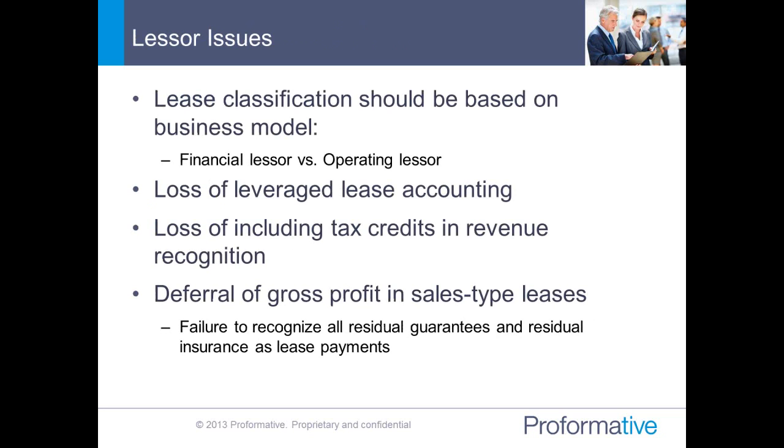Lessor issues: not such a terrible change, but I have an issue with classification. It should be based on business model. Finance lessors should have direct finance leases. Operating lessors should have operating leases. Loss of leverage lease accounting and loss of the ability to include tax credits and revenue recognition is going to be an issue, and it's going to really affect the cost of leases to lessees because both of those allowed lessors to improve pricing.